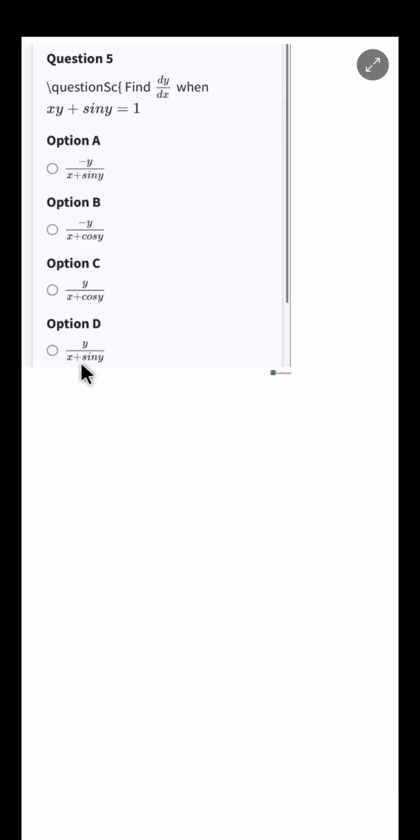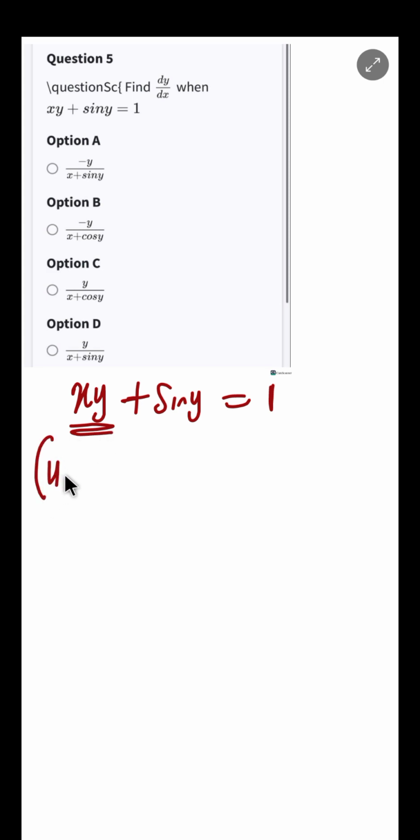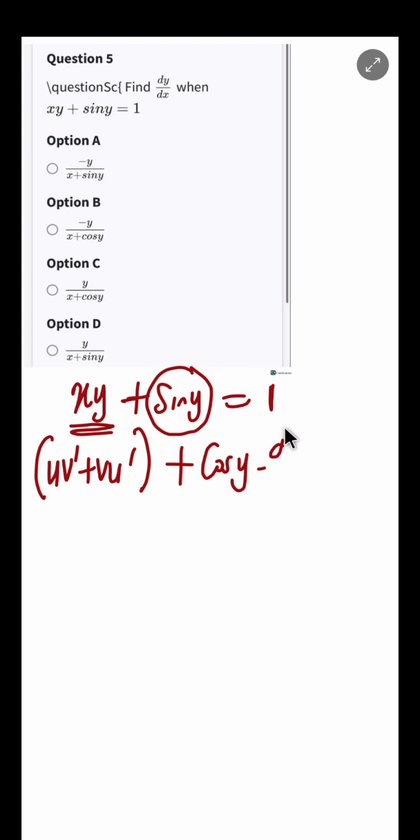Question number 5 says find dy/dx if xy plus sin y equals 1. You have to apply the product rule here, which implies uv prime plus vu prime, then plus, if I differentiate sin y, that's cos y. But remember to put dy/dx in this case. Then if I differentiate 1, that's 0. Now what is my u in this case? u is x. Let this represent u and let this represent v. My u is x. My v prime means differentiate this y, and that's 1.